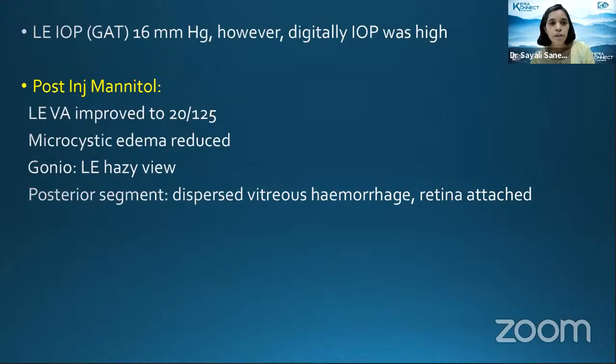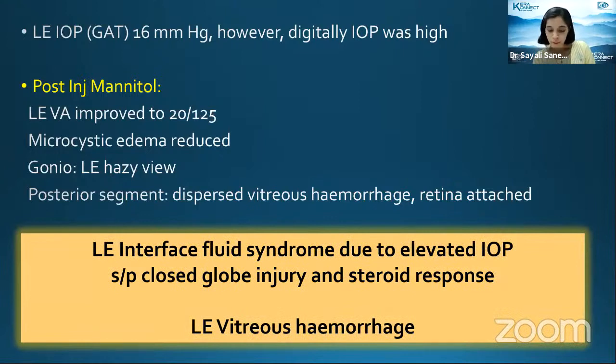The left eye intraocular pressure was 16 millimeters of mercury with Goldmann applanation tonometer. However, since there was a suspicion of elevated IOP due to microcystic edema, flap haze, and interface fluid, applanation was repeated on the peripheral part of the cornea, but we could not get a reliable reading.